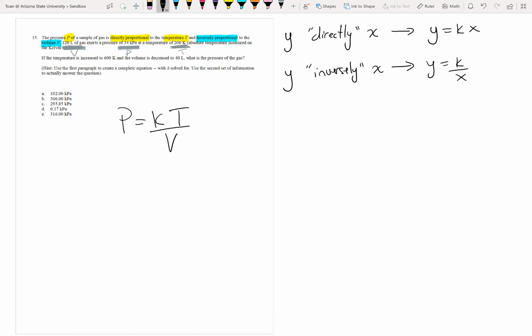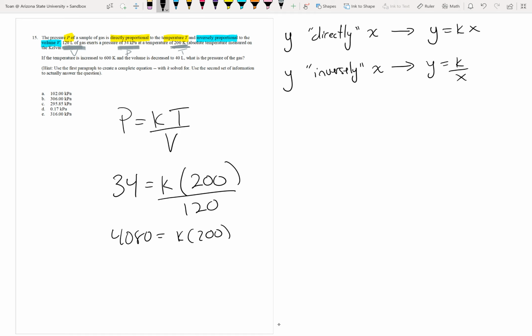So just plug everything in. So pressure is 34, k, temperature is 200, and volume they told you was 120. And then it's just a regular equation to solve for k. So we're going to multiply both sides by 120 to get rid of the denominator. So 120 times 34 is 4080.